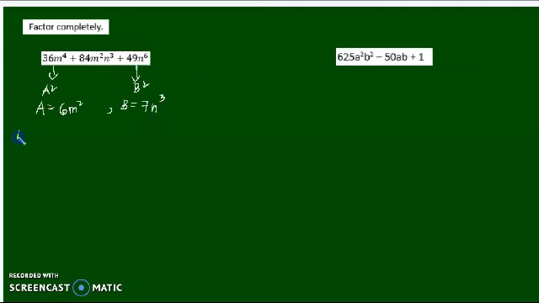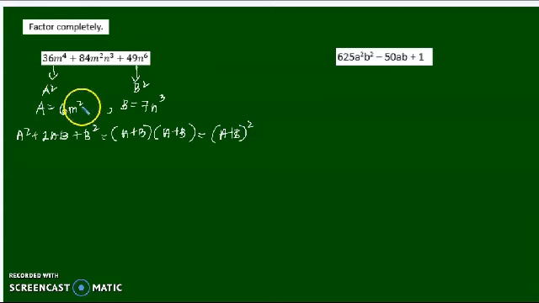Now recall that a squared plus 2ab plus b squared is equal to the product of two binomials, which are a plus b times the quantity of a plus b, or which is equal to the square of the sum of a and b.